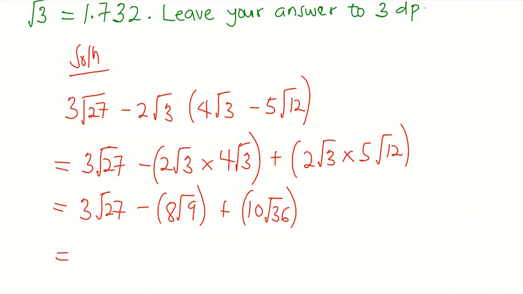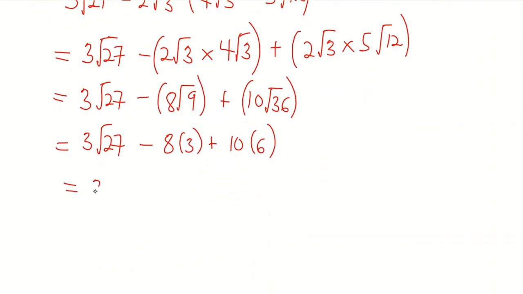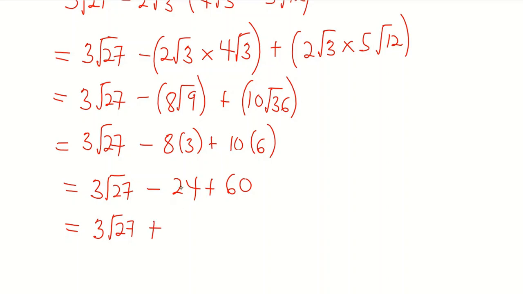Now we continue, and we can maintain that 3 square root of 27. So you have here 3 square root of 27 and 8 multiplies square root of 9, but we know that square root of 9 is the same thing as 3, plus 10 square root of 36, where square root of 36 is the same thing as 6, and we continue. So we have here 3 square root of 27 minus 8 times 3 gives us 24, and 10 times 6 gives us 60, which means our solution now becomes 3 square root of 27. Now we can see that minus 24 plus 60 gives us plus 36.